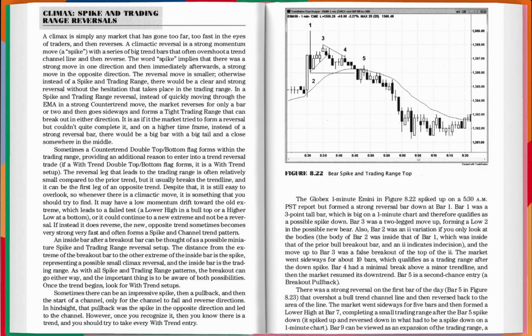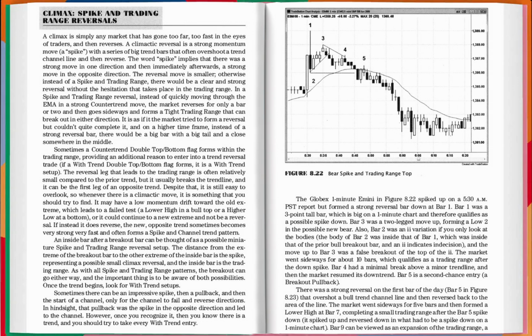An inside bar after a breakout bar can be thought of as a possible miniature spike and trading range reversal setup. The distance from the extreme of the breakout bar to the other extreme of the inside bar is the spike, representing a possible small climax reversal, and the inside bar is the trading range. As with all spike and trading range patterns, the breakout can go either way, and the important thing is to be aware of both possibilities.